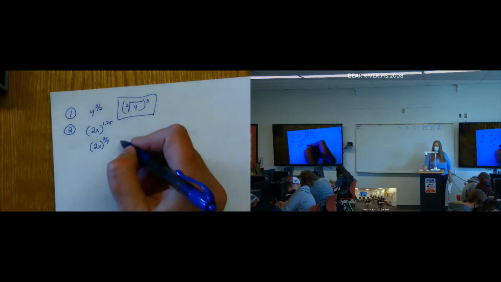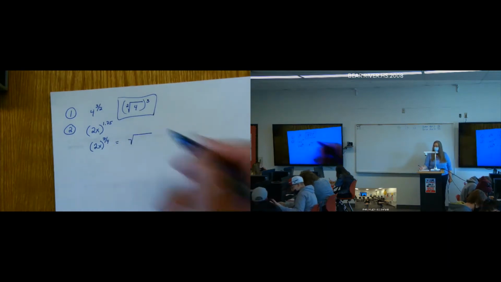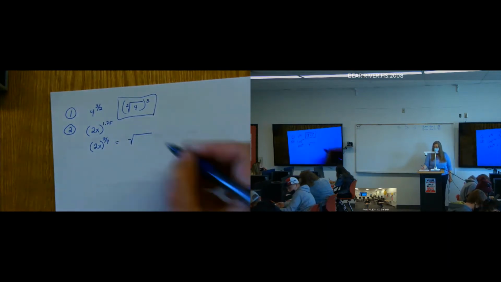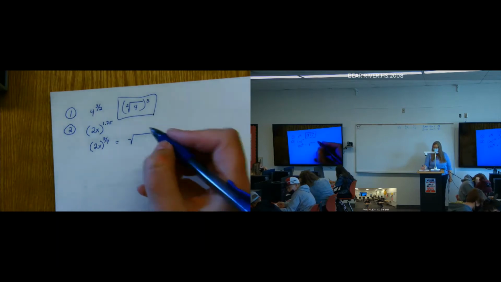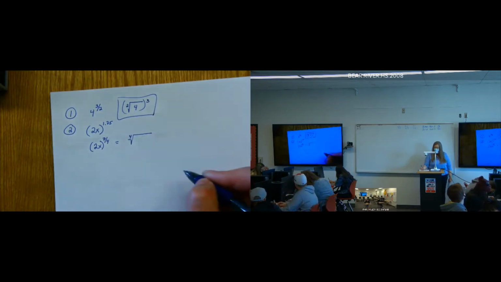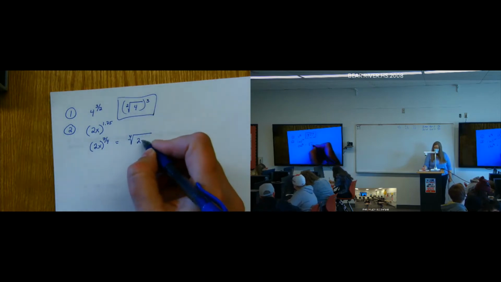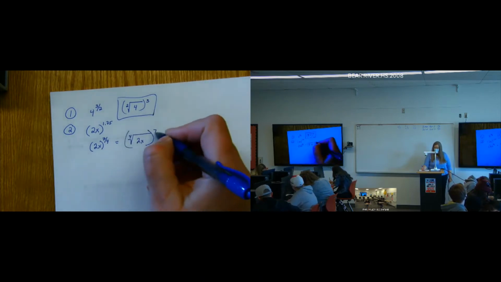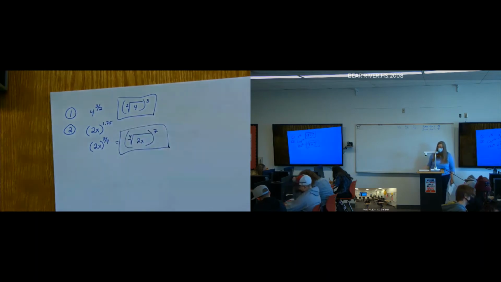Okay, how do I write it in the other form? I got to have a radical. Goes where? Index number. That little 4, okay. There's my answer. Good, we've got 2 right so far.